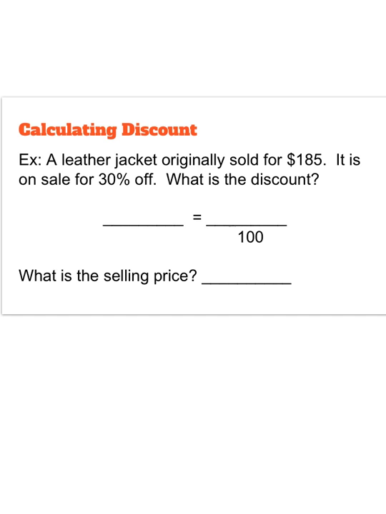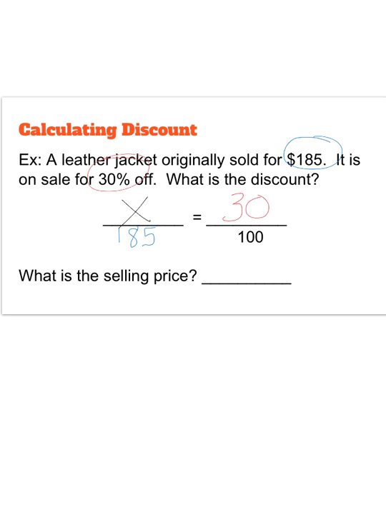So let's use that proportion to help us solve this problem. It says in my problem that the leather jacket originally sold for $185. Well, the original price goes right here. And it says that it's on sale for 30% off. The percent always goes over 100. So I'm not sure how much the discount is.